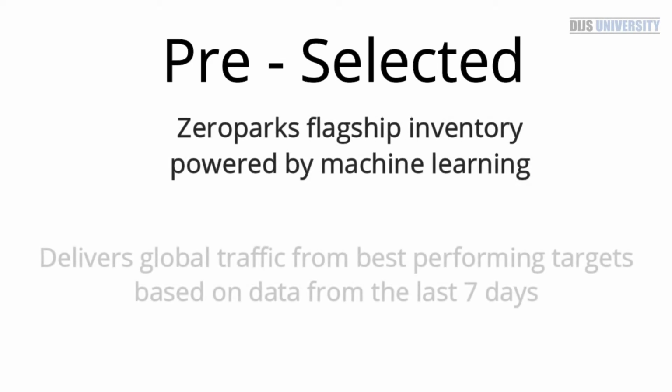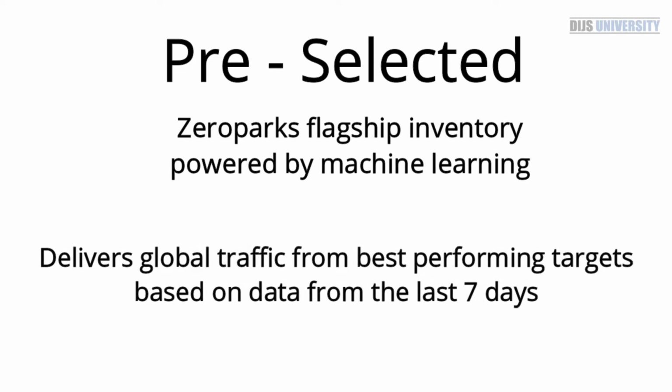So let's talk about pre-selected. Pre-selected is powered by machine learning. Pre-selected traffic is Zeropark's flagship inventory type. So it will propel your campaigns with traffic from the globally best performing targets based on data from the last 7 days, resulting in ever-increasing efficiency in your advertising efforts.